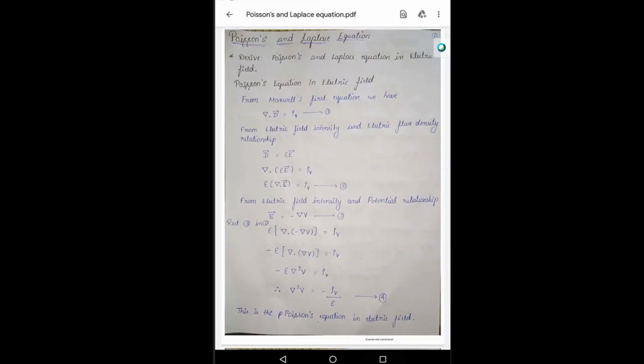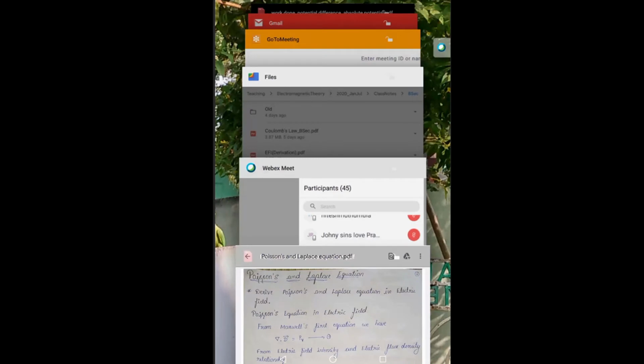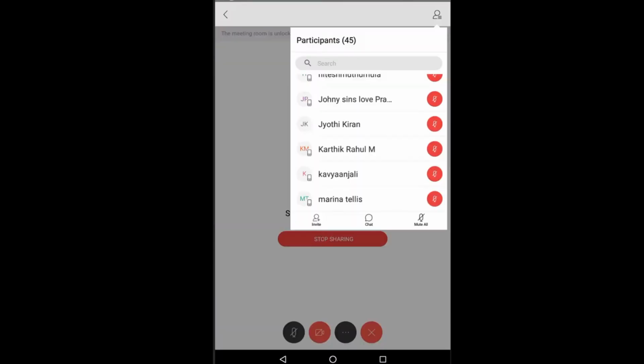Now let us go through Poisson's and Laplace equation. So next topic we need to study about Poisson's and Laplace equation here. So Poisson's and Laplace equations, once again I'll tell you, it plays a very important role in all the communication system, and I've given assignment what is the applications of each of the theorem.